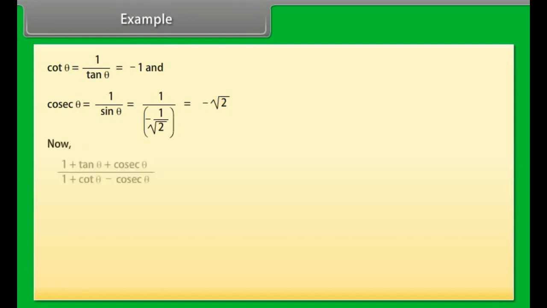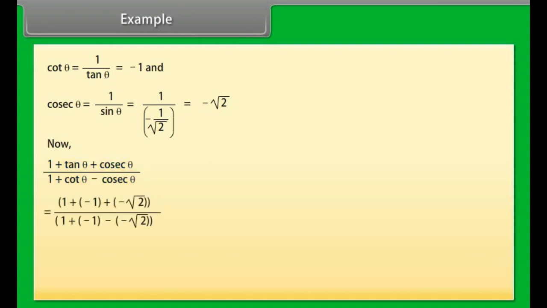Now, (1 plus tan of theta plus cosec of theta) by (1 plus cot of theta minus cosec of theta) is equal to (1 plus minus 1 plus minus of under root 2) by (1 plus minus 1 minus of minus under root 2) is equal to minus of under root 2 by under root 2 is equal to minus 1.